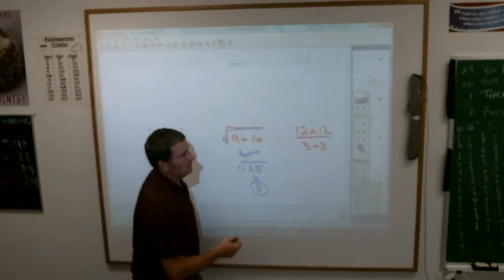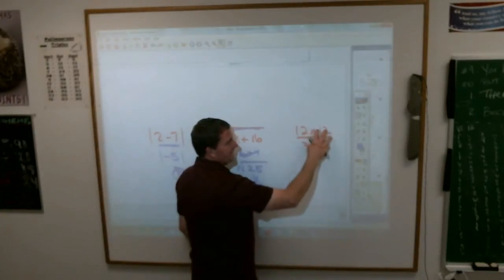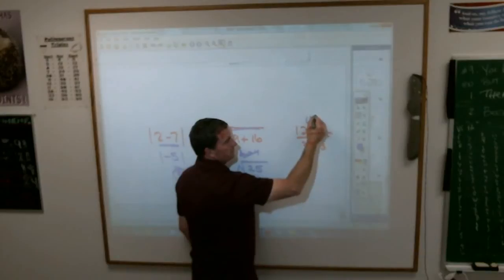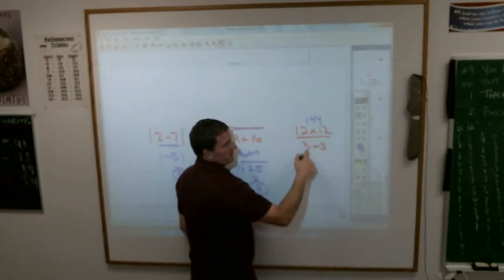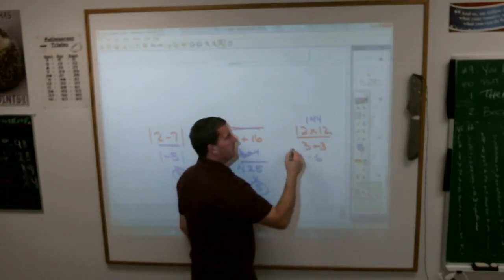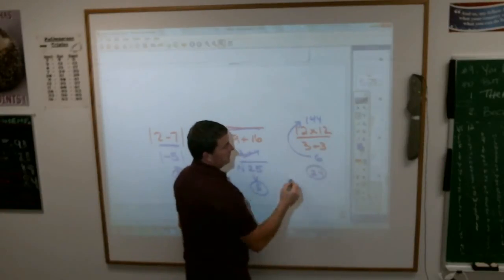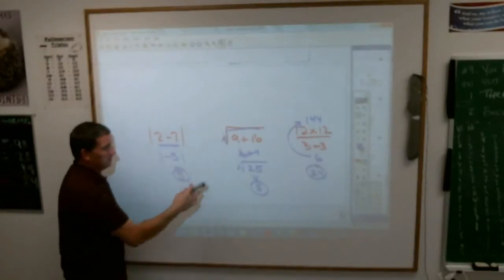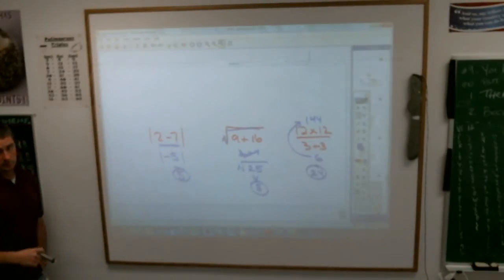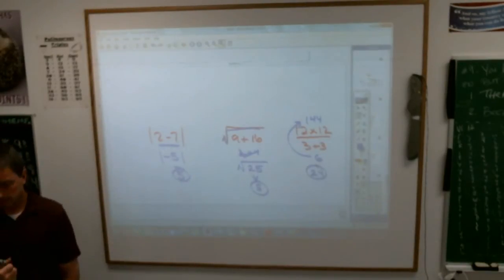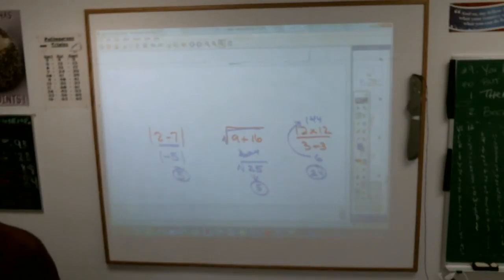Same thing here. You need to simplify the top, which is 12 times 12. Simplify the bottom, which is 6, and then divide the 6 into 144 for the 24, I believe. A lot of people make those mistakes a lot of times. Isn't that exciting? Yes, it was.